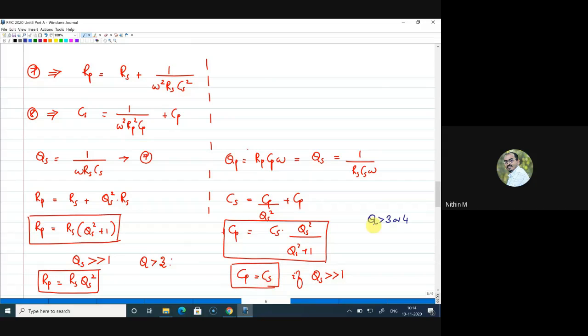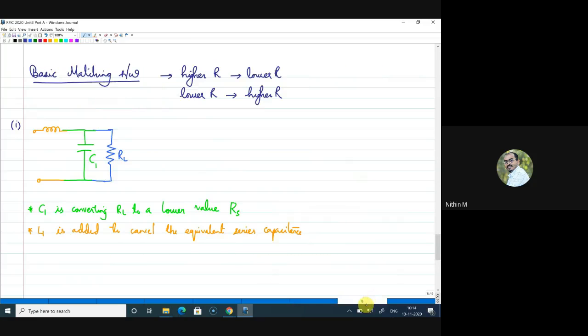Now if your Q value is greater than 3 or 4, some 10% error will come if I assume CP equal to CS. If your Q value is greater than 10, then the error percentage will be as small as 1%. Based on calculations we can say this. That is one observation we made, and then we started looking at a basic matching network.